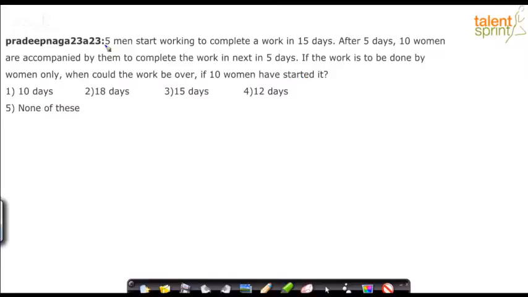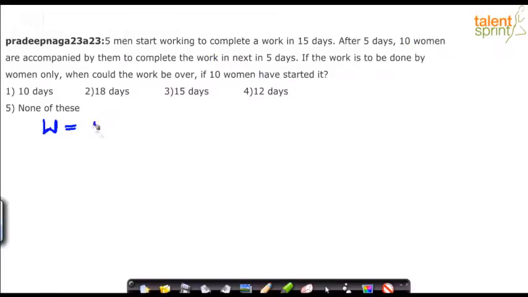So back to this one. 5 men start working to complete a work in 15 days. After 5 days, 10 women are accompanied by them to complete the work in next 5 days. If the work is to be done by women only, when could the work be over if 10 women have started it? So basically, 5 men wanted to finish in 15 days. But after 5 days, 10 women accompanied them to complete the work in next 5 days.